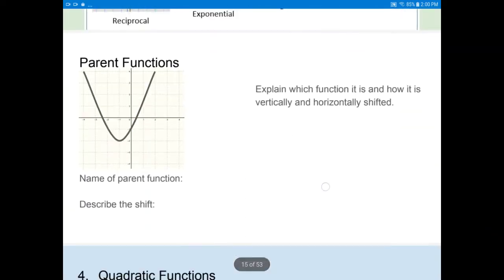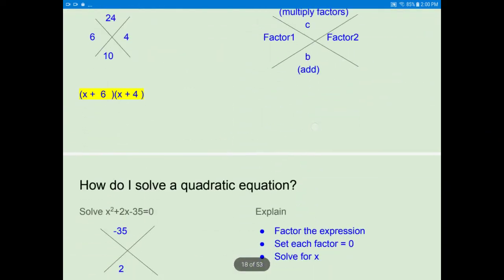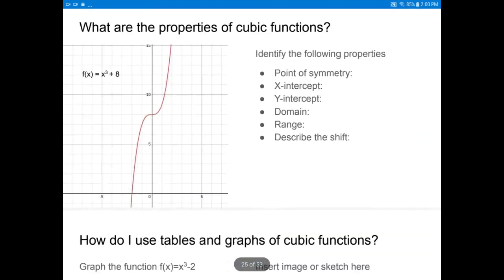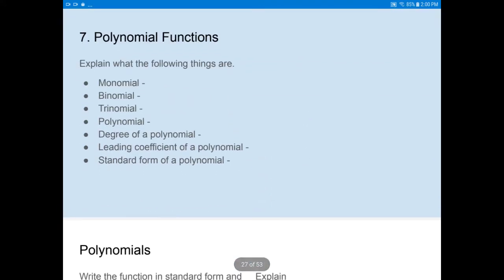So we did all this in the first video. I told you I'd do every single slide. Let's go over to this one, polynomial functions.